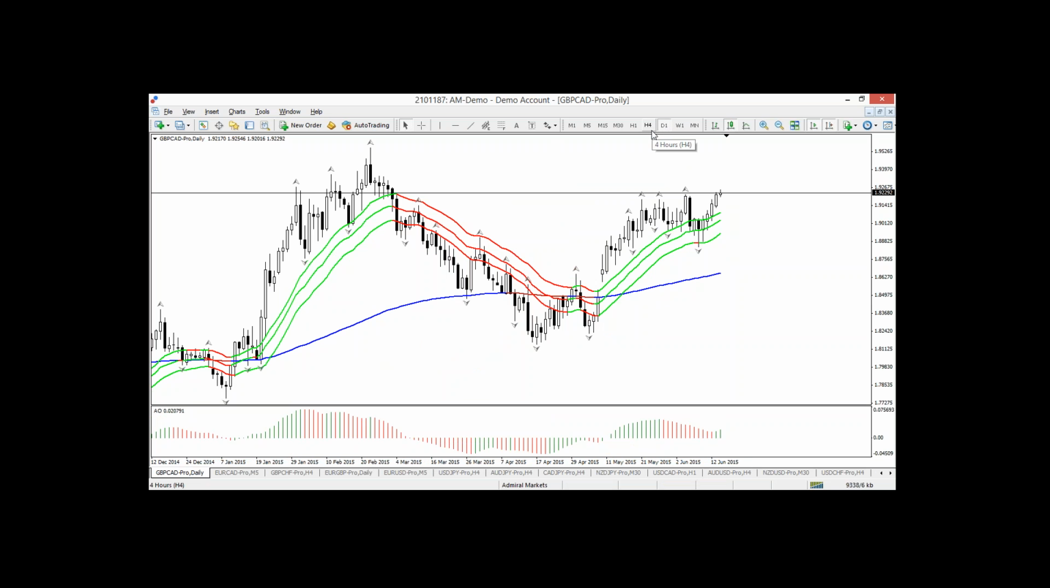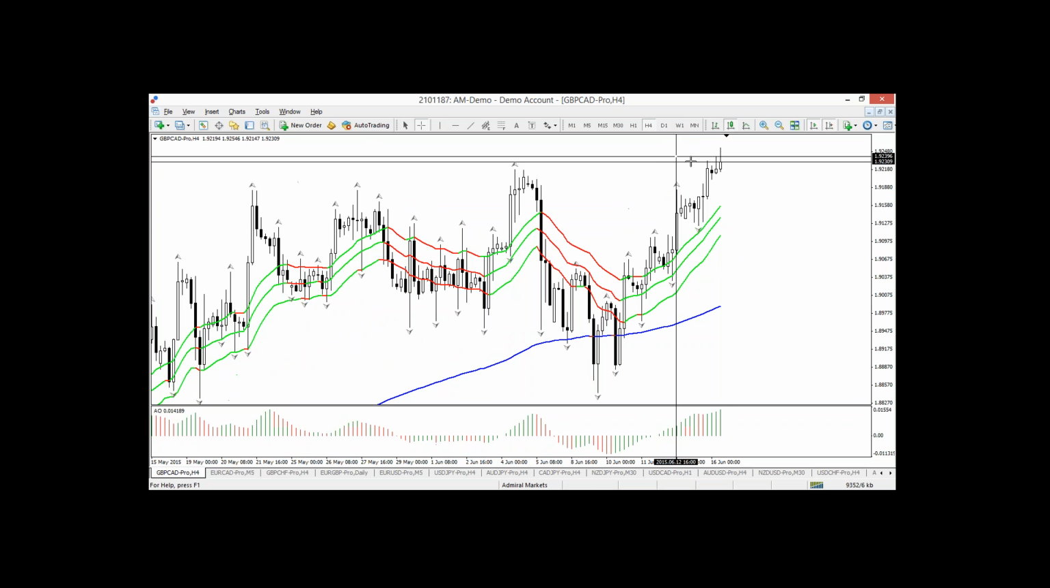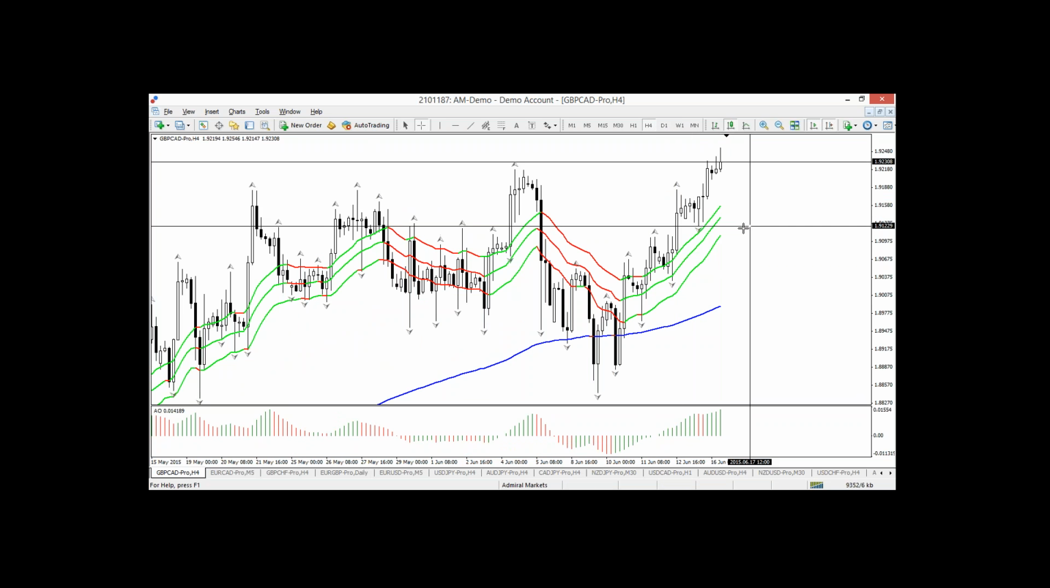Well, this is probably, I don't know, I think it will continue up, but maybe from lower. I don't think this is a great spot to go long. I think if it retraces, it would be a better spot to go long.